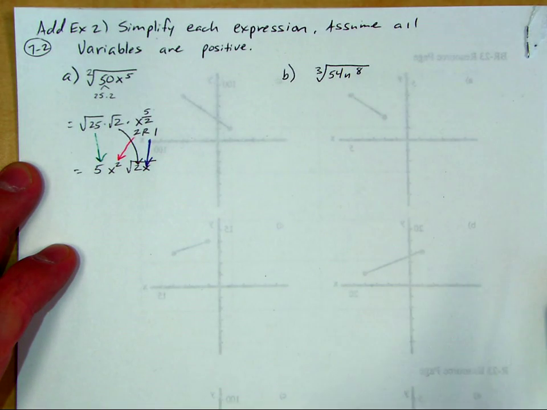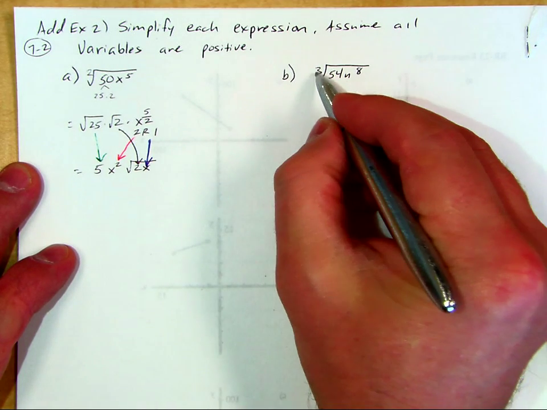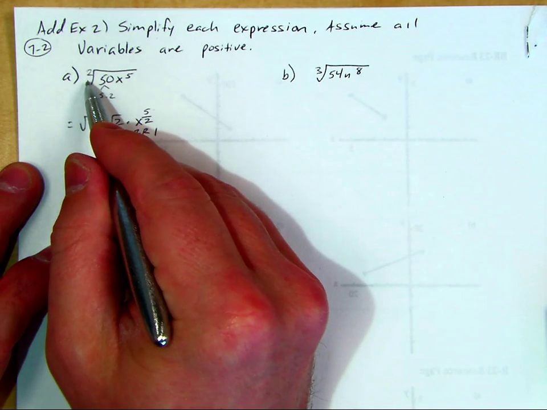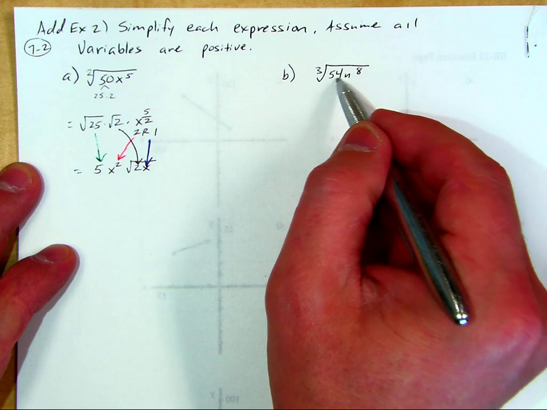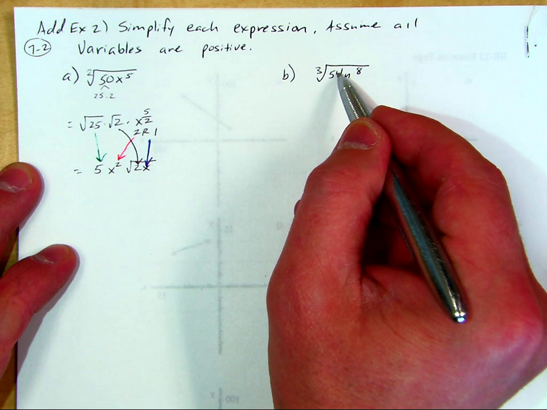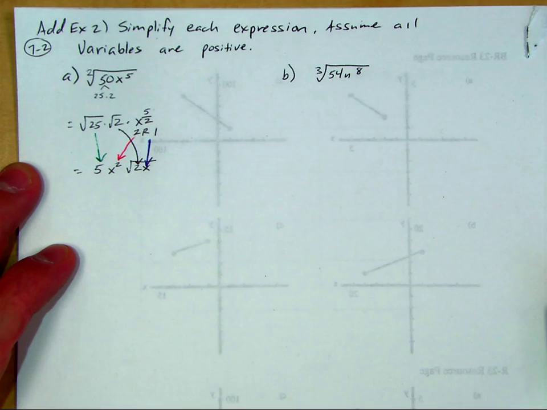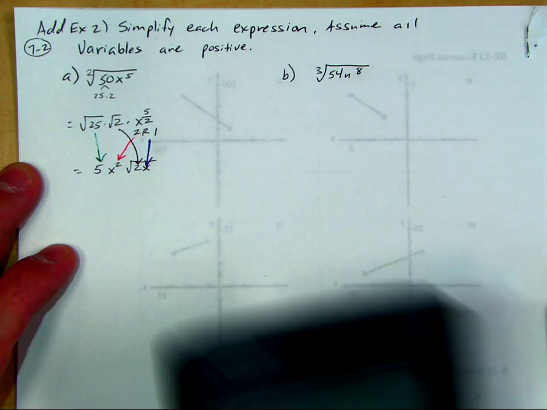Continuing on. Now the problem is when we have cube roots. Square roots you guys are all used to working with. Cube roots become much more difficult because you're looking for a factor of 54 that's a perfect cube. Here's my recommendation. I wrote it on the bottom of the notes.